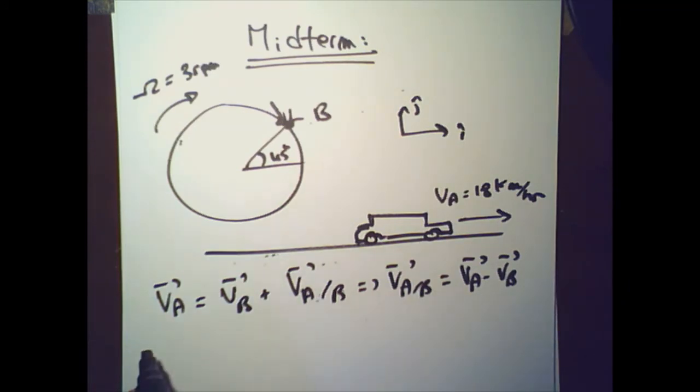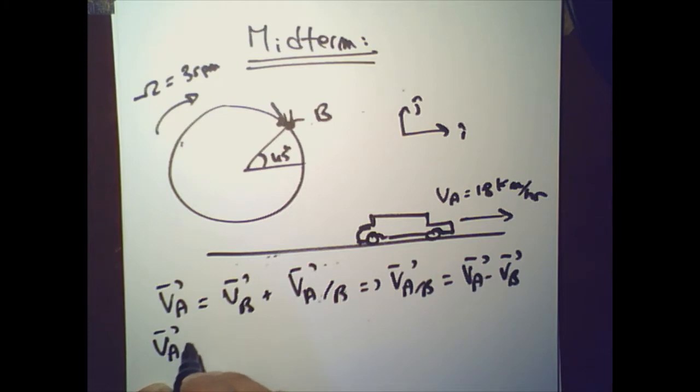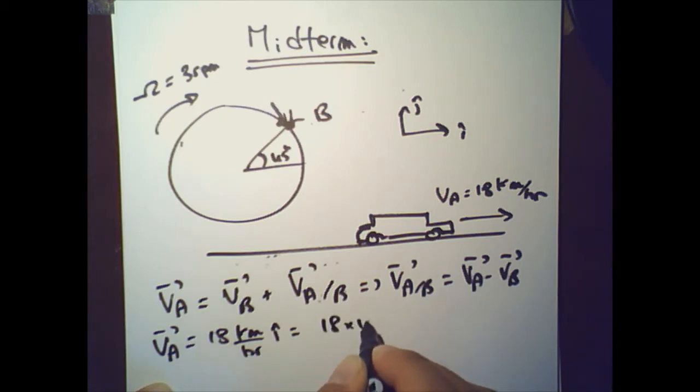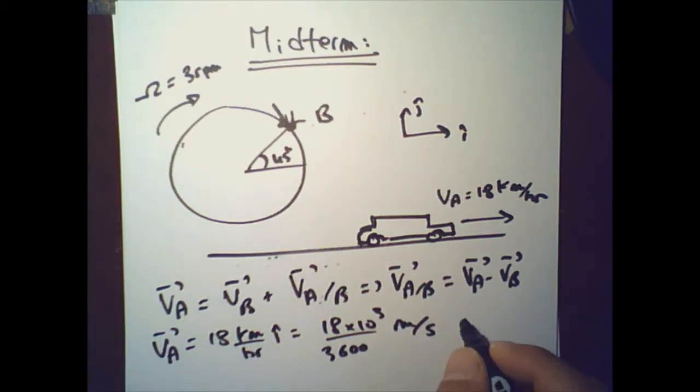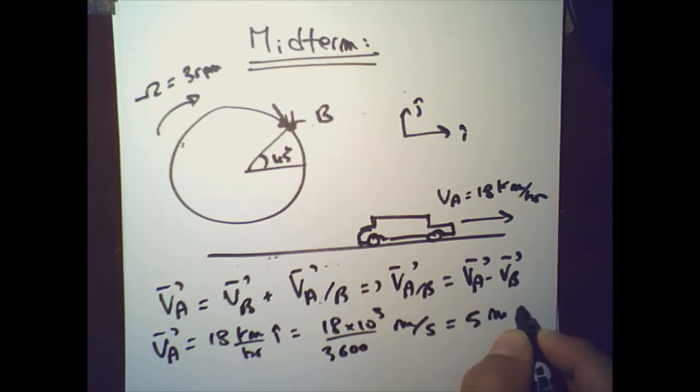Well, I know VA is going to be equal to 18 kilometers per hour, and then this is along I. So 18 times 10 to the 3 divided by 1 hour, which is equal to 3600 seconds, and then that is going to be in meters per second. If you do this, I think you will end up with 5 meters per second. So this is your VA. Now what remains to have is the velocity of B.